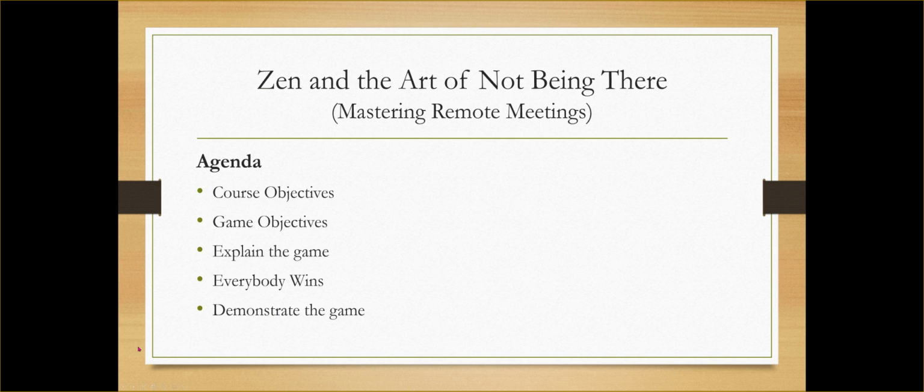So the agenda for my video here will be, first we'll talk about the course objectives for my course. My course is titled Zen and the Art of Not Being There, or Mastering Remote Meetings. Then we'll talk about the game objectives, the objectives of the game that I've inserted into my course. We'll explain the game. Then we'll talk about my philosophy, which is basically that everybody wins when they play the game, and then I'll demonstrate the game itself.